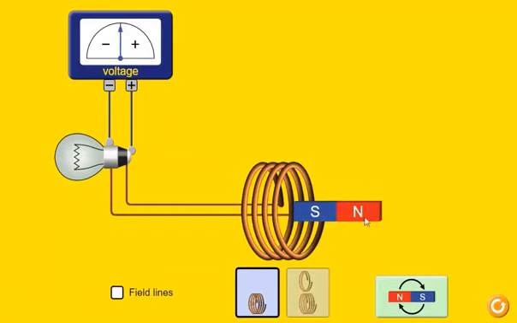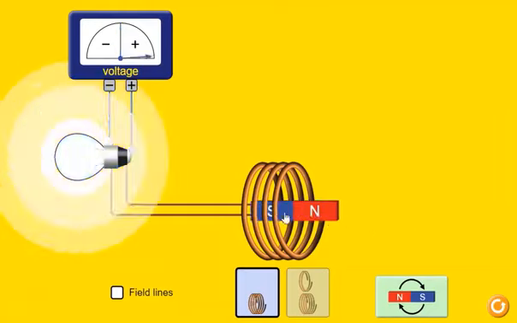Methods to change the magnetic field: by moving a magnet towards or away from the coil; by moving the coil into or out of the magnetic field; by changing the area of a coil placed in the magnetic field; by rotating the coil relative to the magnet.